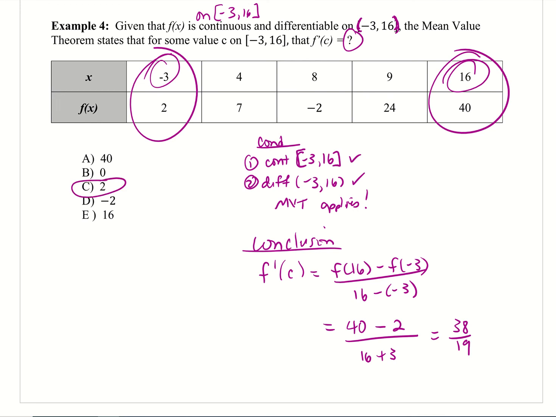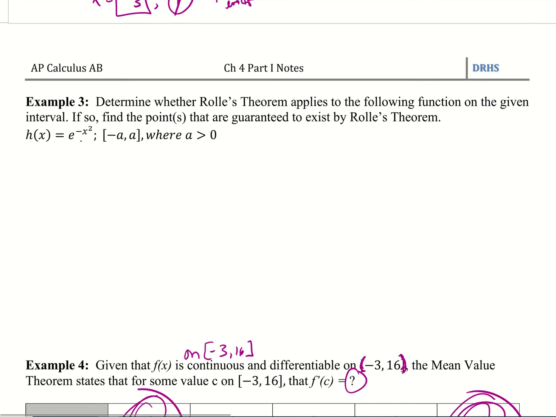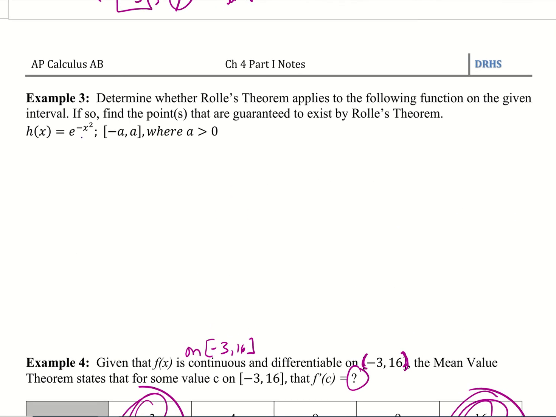All right, one more example. This one's the Rolle's theorem. Determine whether Rolle's theorem applies to the following function on the given interval. If so, find the points that are guaranteed to exist by Rolle's theorem. This is saying find c. It's just a weird way to say it. And this is also odd because notice my interval is like variables. What? All right, well, let's take a look.